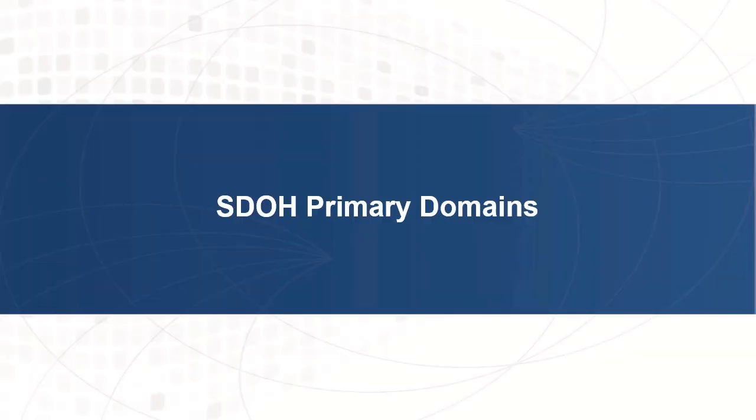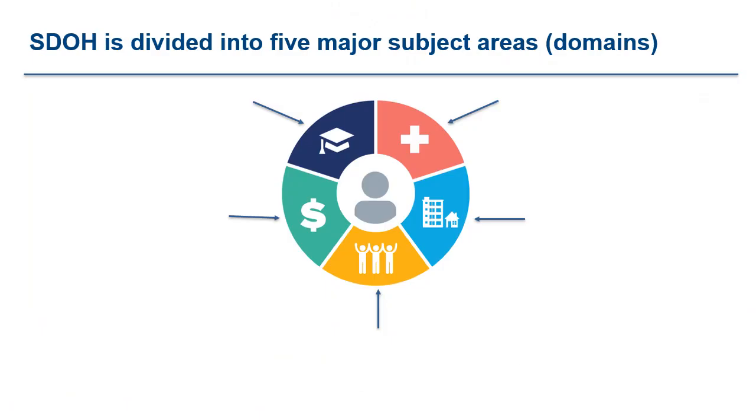So let's talk about some of the primary domains that are within social determinants of health. There are 5 major subject areas that have been identified within social determinants of health.